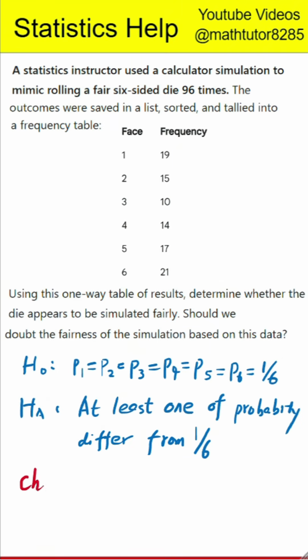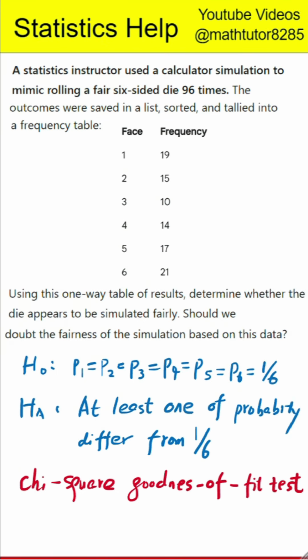Step 2. Decide on the test. Because we are comparing observed counts to expected counts across categories, this is a classic case for a chi-square goodness of fit test. This test helps us determine whether the differences we see between observed and expected frequencies are large enough to be considered statistically significant.